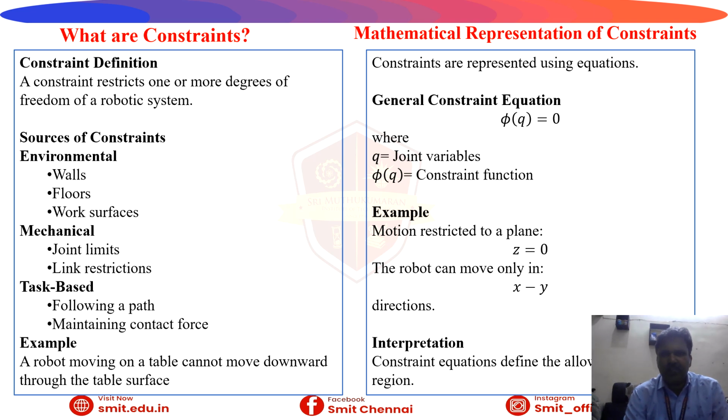Mathematical representation of the constraints. Constraints are represented using equations. The general constraint equation is given by phi of q equal to 0, where q is the joint variables and phi of q is the constraint function. Example: motion restricted to the plane z equal to 0, so the robot can move along the x and y directions. Interpretation: the constraint equation defines the allowable region in which it is moving.